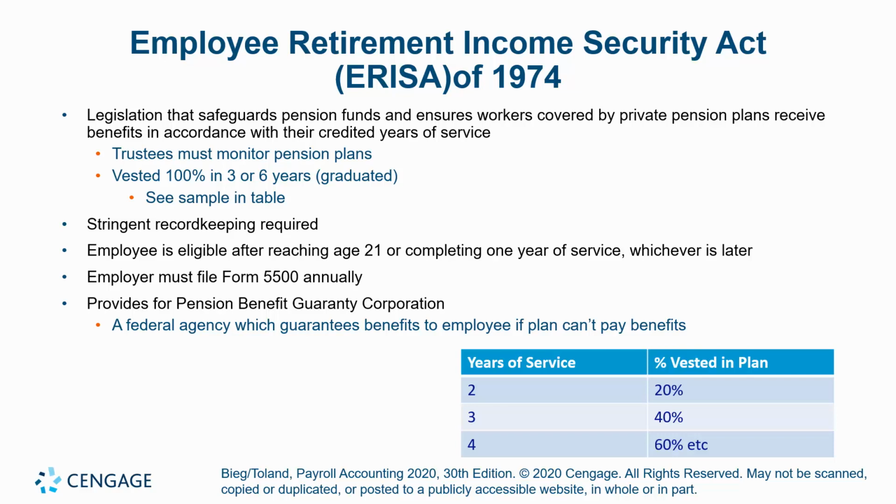So they started raiding the pension accounts, and they became insolvent, and there was a lot of pressure on Congress to fix it, and ERISA quote unquote fixed it. Although if you follow the news, you can see our pension system is still pretty broke. But at any rate, it did two things.